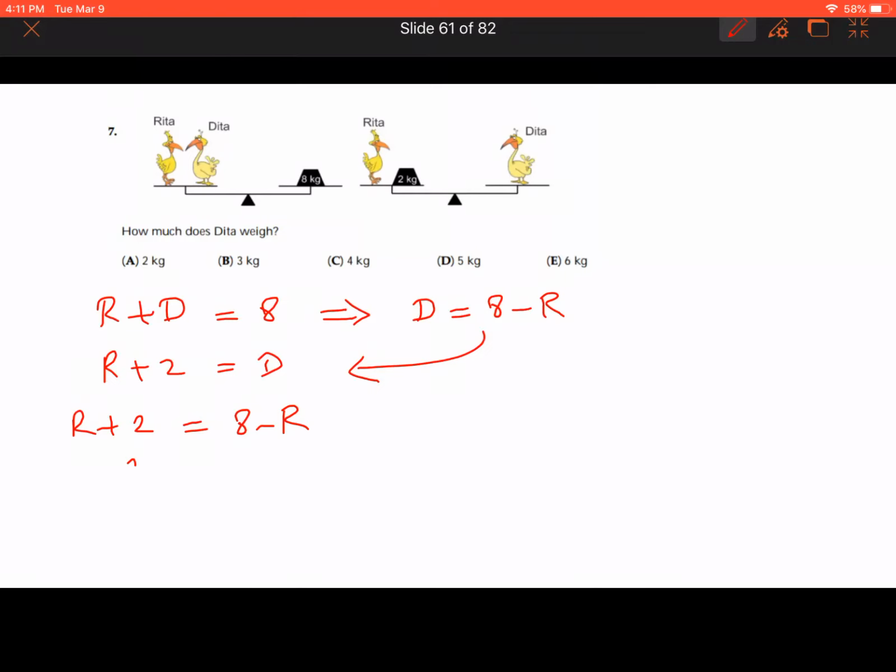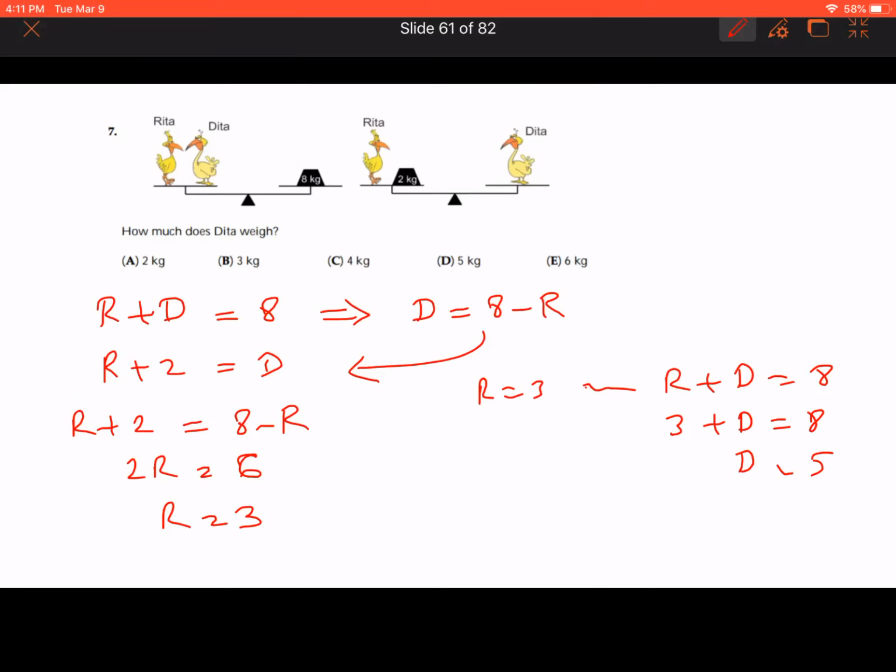Okay, this is 2r is equal to 6 and r is equal to 3. Substitute this r is equal to 3 in the equation r plus d is equal to 8. So 3 plus d equals 8 and d equals 5. So Reta's weight is 3 and Data's weight is 5, and they asked for Data's weight, which is answer D.